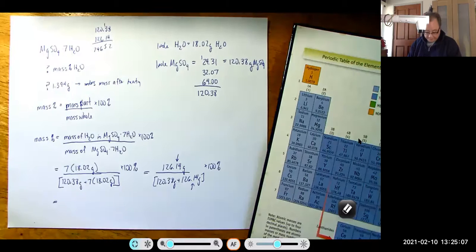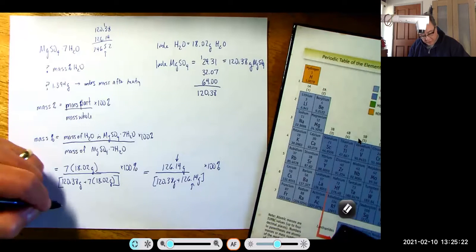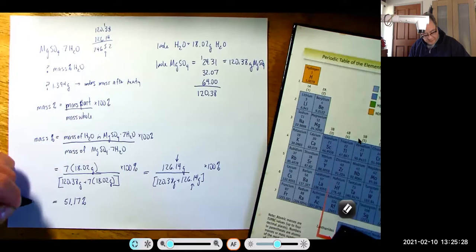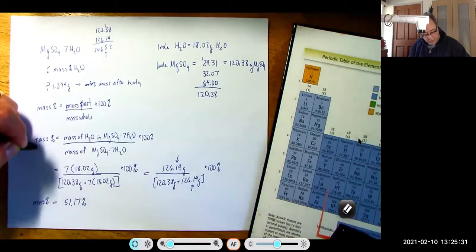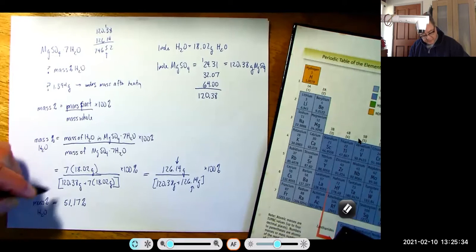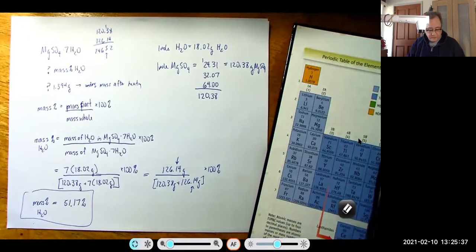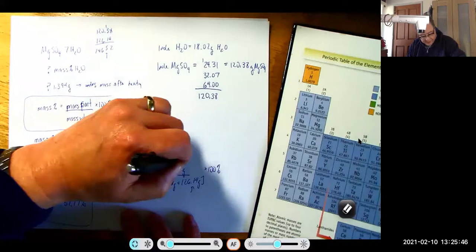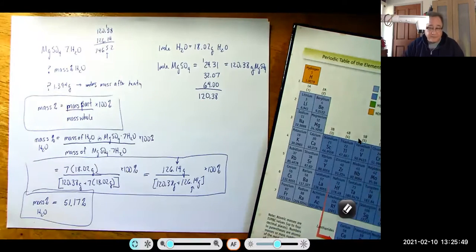So divided by 246.52. And this is good to there. So I'm going to get 4 significant figures and then times 100. And I get 51.17%. So that's the mass percent H2O. So the kind of work I would expect to see is, write out the formula, show the numbers, and that. Any questions about that?